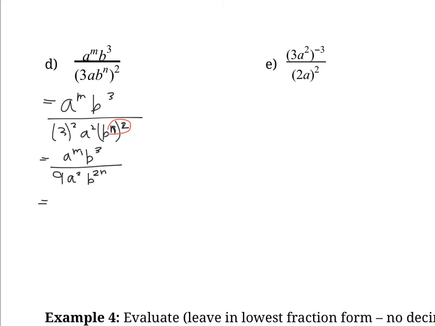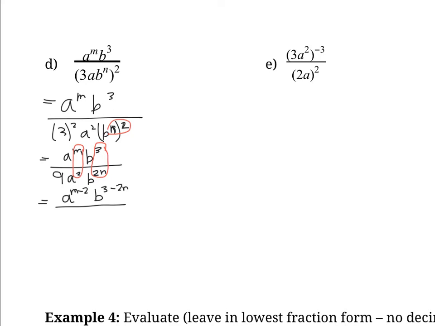All right, so next, I notice that I have some terms in the numerator and the denominator that have the exact same base, which means we know what to do with those exponents. We can just subtract the exponents. So for a, I'm going to be left with a to the power of m minus 2. And again, in my numerator and denominator, I have two terms with the same base, b. And so I have to subtract those exponents because we're dividing. And we're going to be left with b to the power of 3 minus 2n.